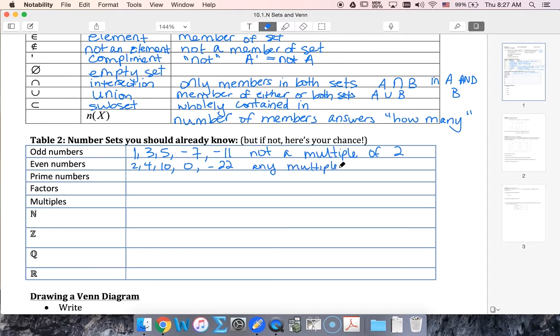Prime numbers have factors that are only 1 and themselves. So 1 is not a prime number. The first prime number is 2, then 3, 5, 7. I skip over 9 because 9 could also be thought of as 3 times 3, whereas 2 is only 1 times 2, 1 times 3, 1 times 5. So the next one is 11. So these have only factors of 1 and itself.